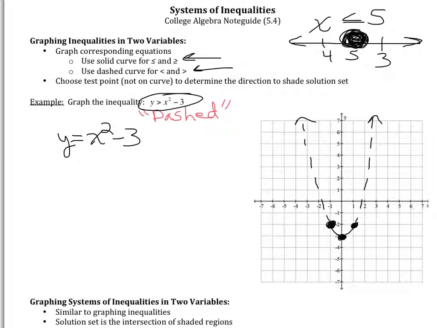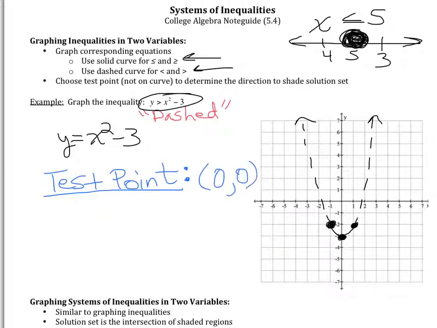When I say test point, I can choose any point that is not on that curve. And I'm going to be careful here because we've done a quick sketch of that curve. I want to make sure that the point that I choose, there's no way possible that it can be on the curve. And so I'm going to choose the point (0, 0). So what I'm going to do is plug in 0 for x and 0 for y. This is like inside our parabola here.